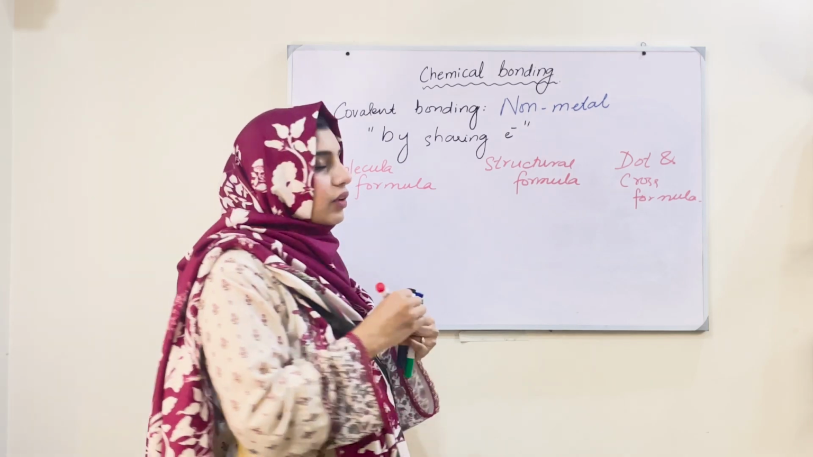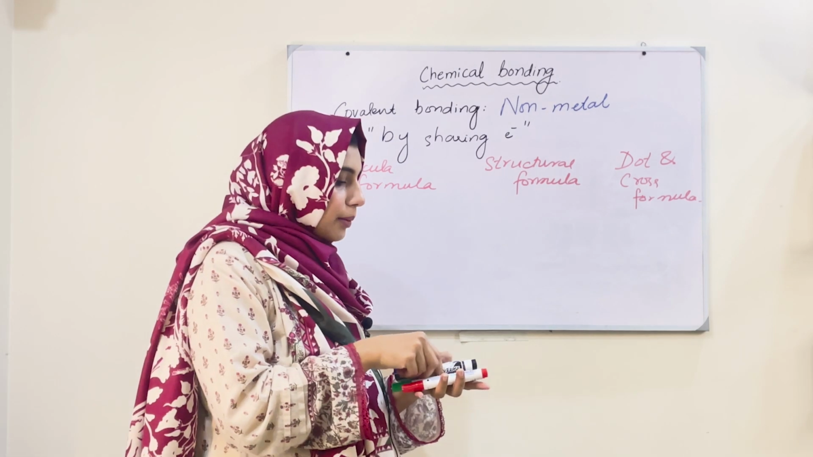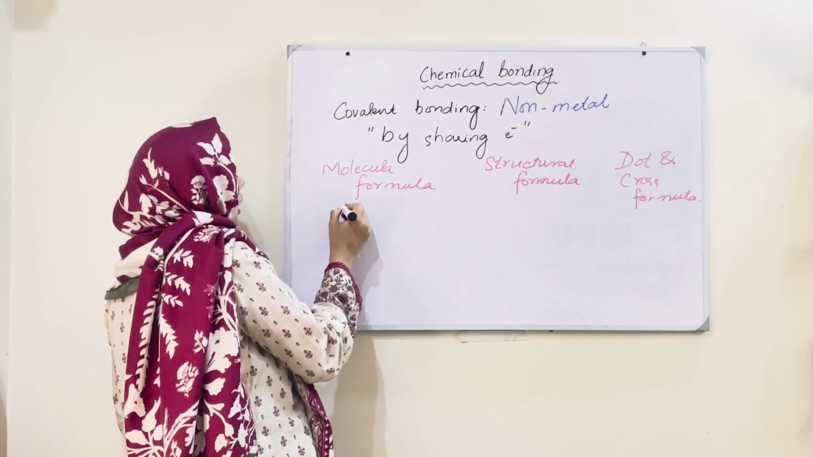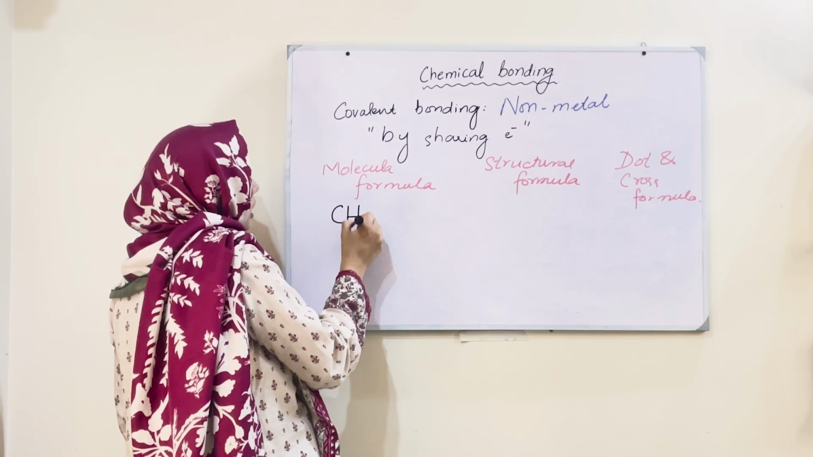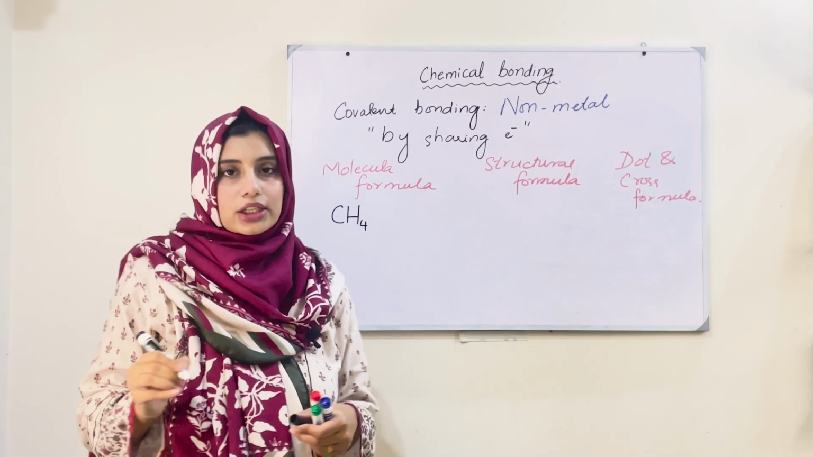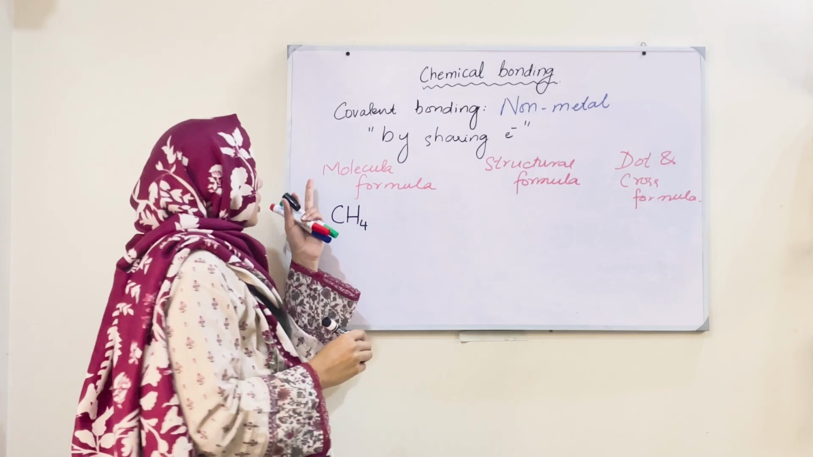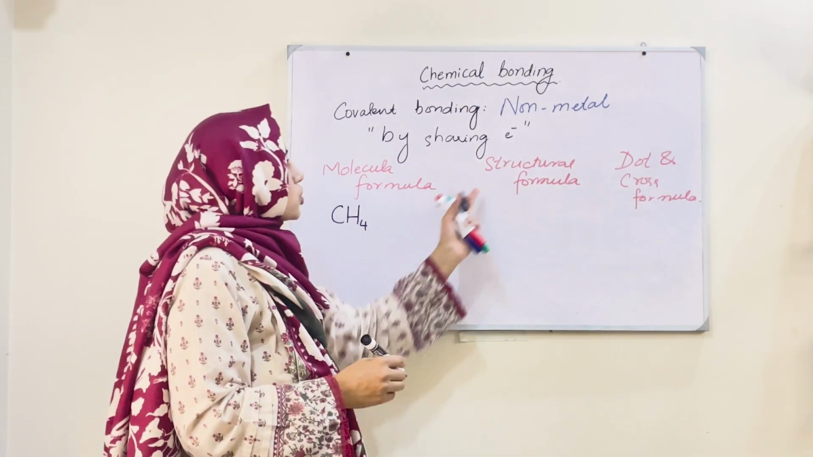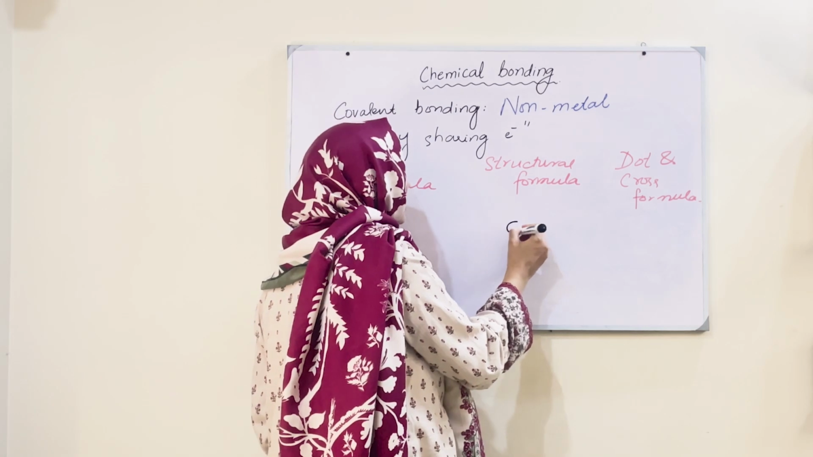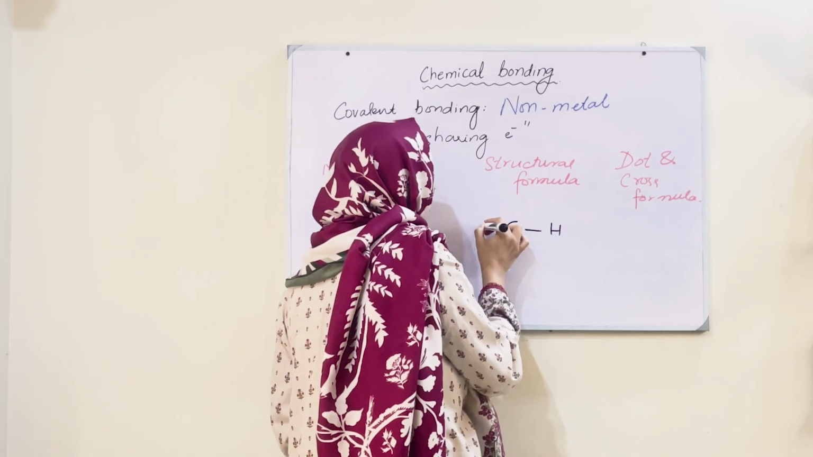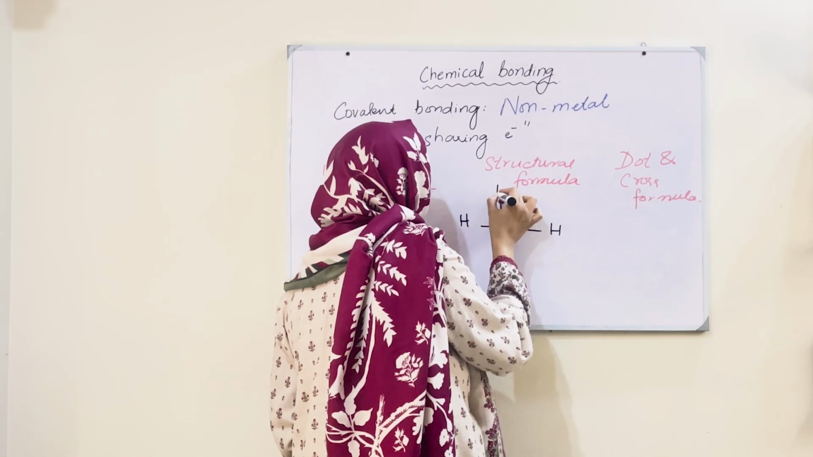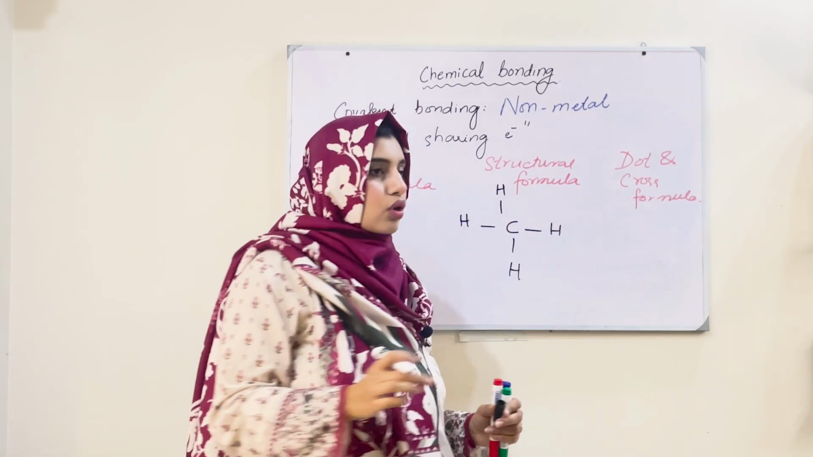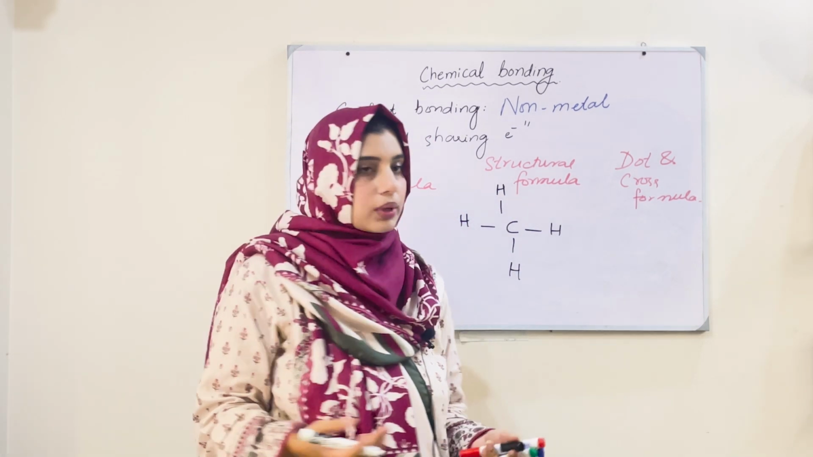So I am giving you an example. The example is CH4, carbon with 4 hydrogens attached to it, right? So the molecular formula is CH4. The structural formula will be C having covalent bonds with the hydrogens like this. And now it's time to draw the dot and cross formula.